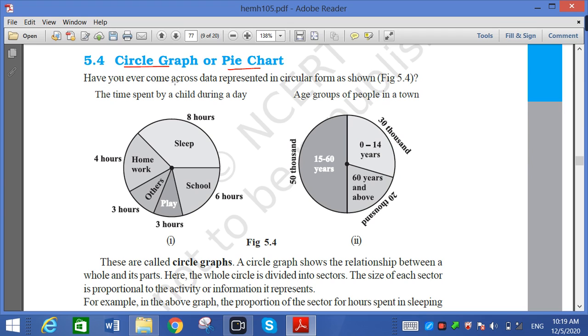Have you ever come across data represented in a circular form, as shown in figure 5.4? It is easy to understand. That is why these types of graphs are used. ये ग्राफ समझने में बहुत easy रहता है.